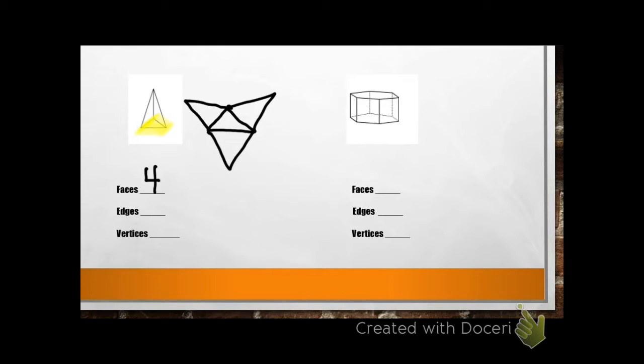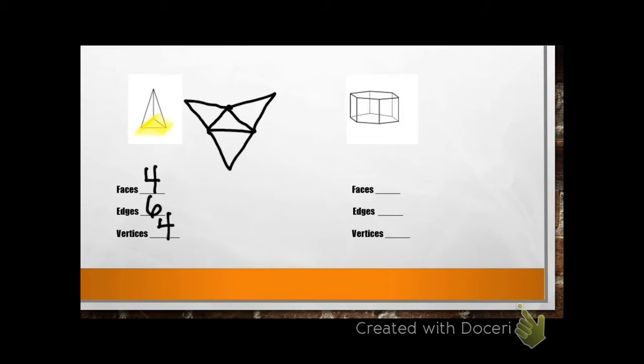It's 4 faces. Now you've got to think about your edges. How many edges is that? Well, you've got 3 on the bottom, and then you have 3 going around the side. So we're going to have 6 edges. And then our vertices are all of our points where it comes to a point. Corners, if you want to think about it. We have 3 on the bottom and we have 1 on the top. So that gives us 4 vertices.